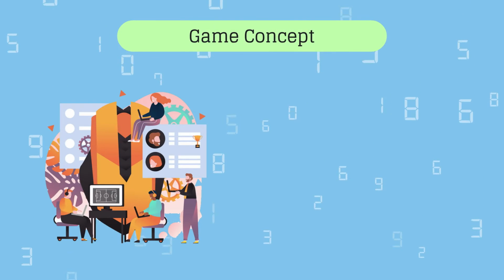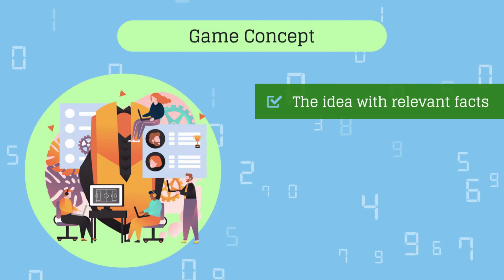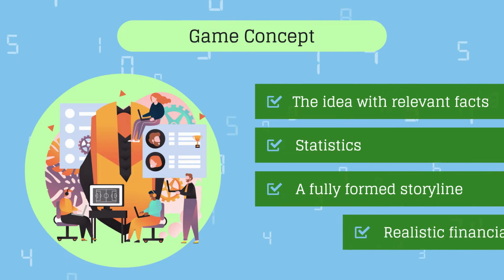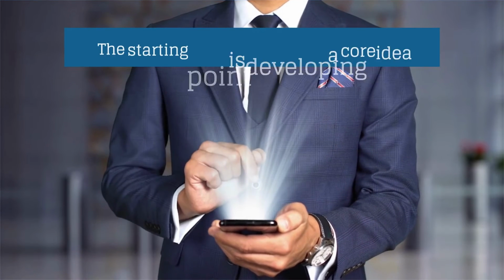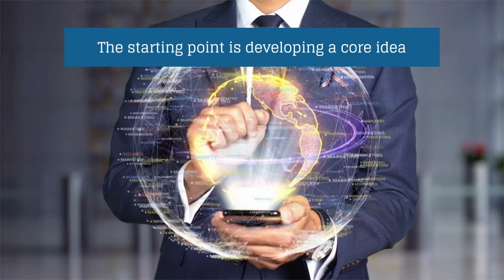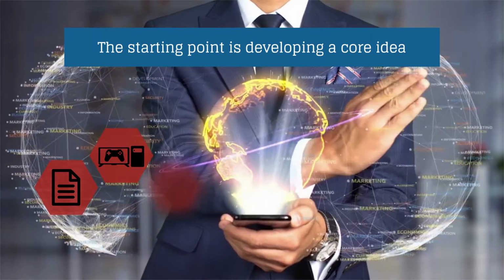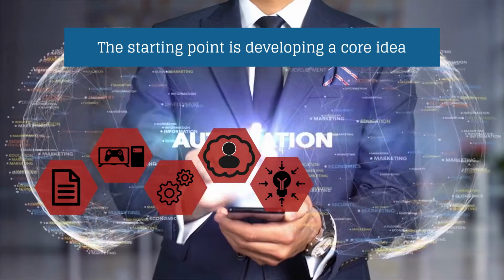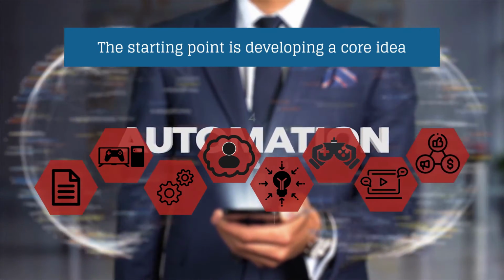Formulating a game concept comes full circle when we take the time to support the idea with relevant facts, statistics, a fully formed storyline, and a realistic financial goal. The starting point is developing a core idea that should be a clear summarization of the game description, style, setting, types of characters involved, different key elements required, how to play, story overview, and what sets it apart from other stories.